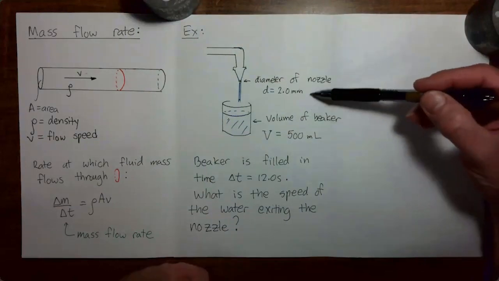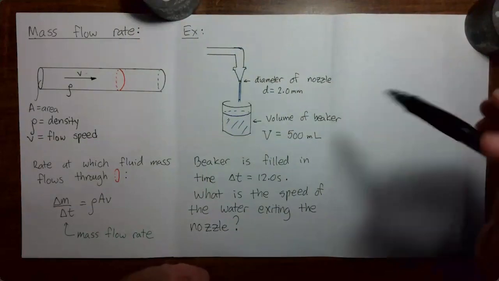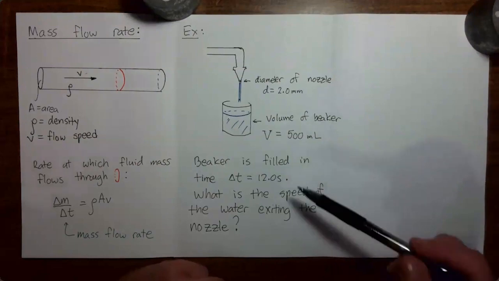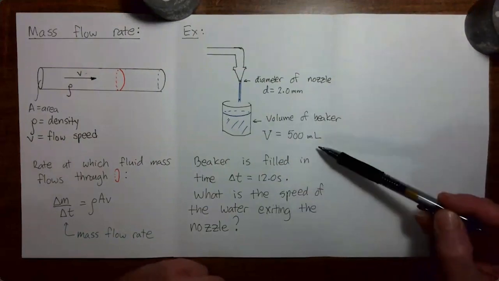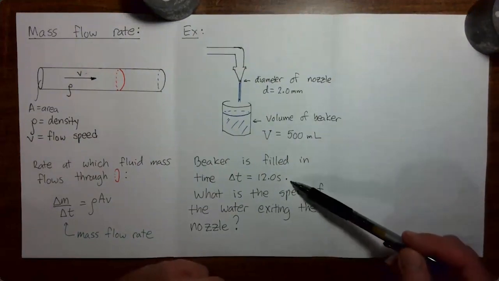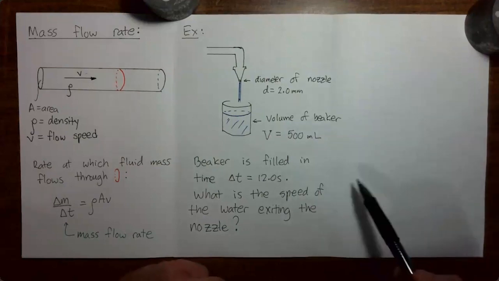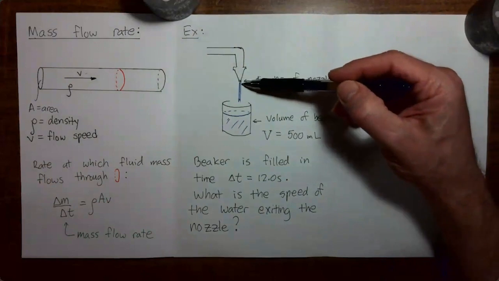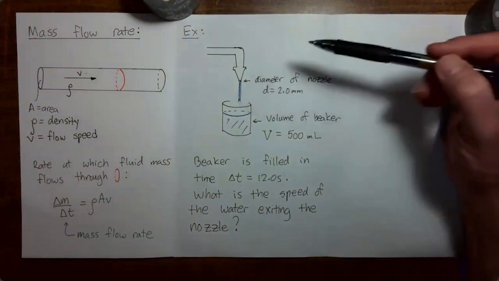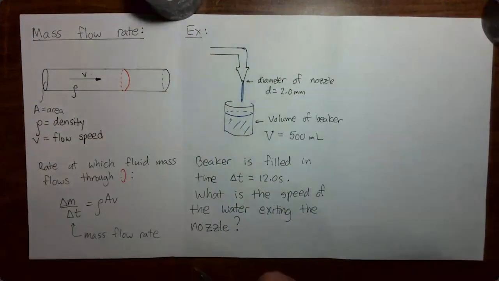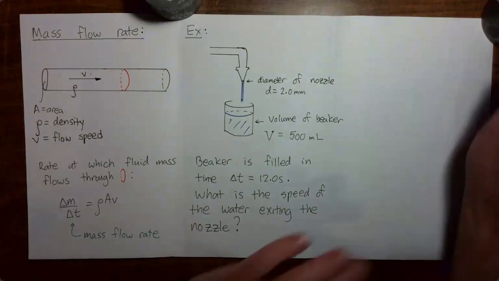So let's say that we set this situation up, we turn on the water, and we find that the water fills the beaker in a time of 12 seconds. The question now, what is the speed at which the water is exiting the nozzle? We're going to solve this problem using the formula for the mass flow rate. I'll start by copying the formula over here.